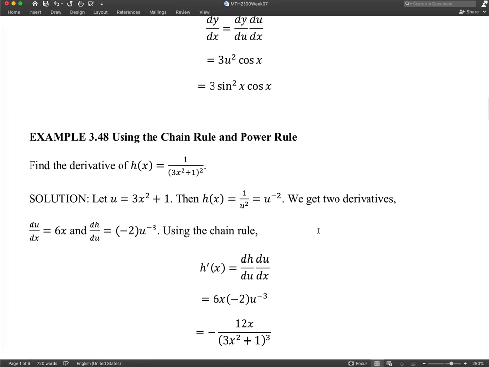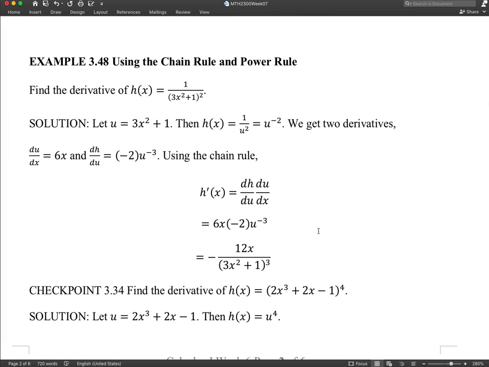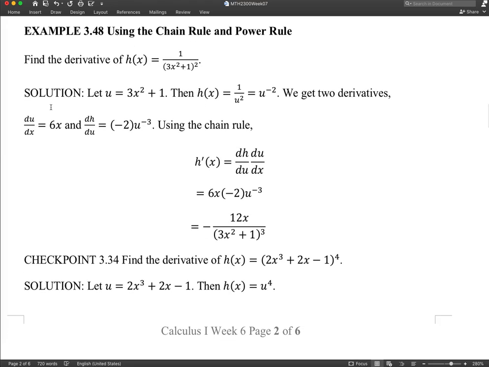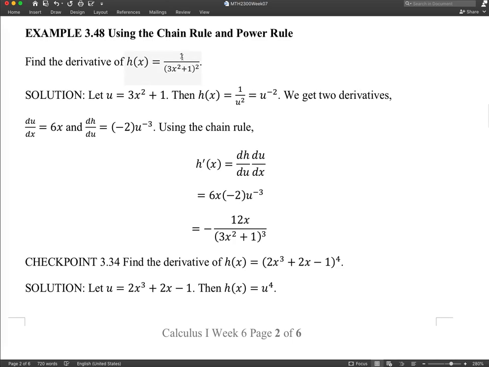How about we work with some? I'm not sure it's simple; I guess nothing is simple or easy in calculus. Anyway, let's work on another example from the textbook. Example 3.48. We want to calculate the derivative of h of x, 1 over 3x squared plus 1, squared, a lot of squares.